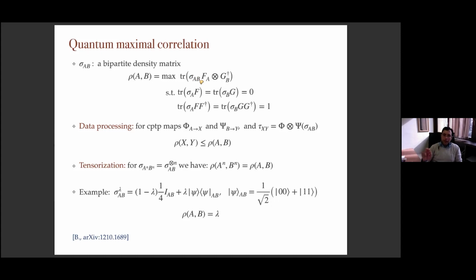But after doing this kind of normalization, you would come up with some joint operator on A and B. I mean, it's some sigma tilde AB, I should say. And then, if you're familiar with this Choi-Jamiołkowski representation, if you have a super operator from the space of A to a space of B, you can associate to it an operator which acts on the tensor product of the space of A and B.